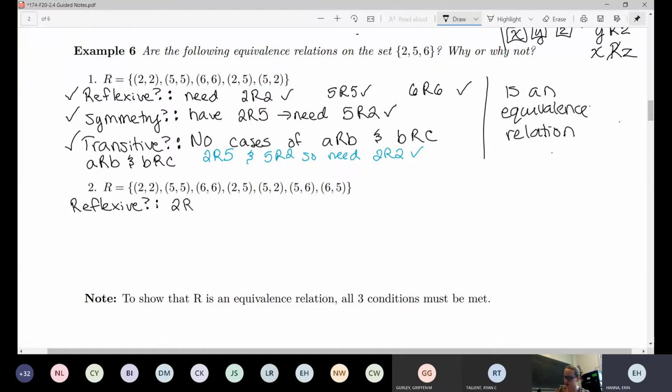So is 2 related to 2? Yep. Is 5 related to 5? Yep. Is 6 related to 6? Yep. Because of these right here. Hopefully that was clear before. Sorry. Since we have 2, 2, 5, 5, and 6, 6, those things are related to themselves. So we are reflexive.